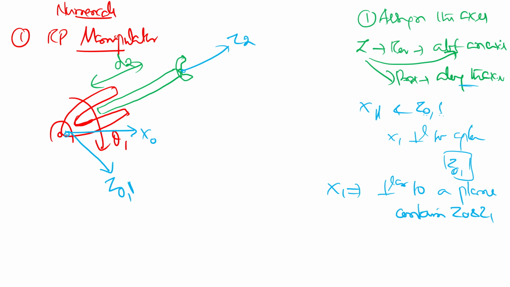So let's draw x1. What is x1? It is perpendicular to the plane containing z0 and z1, if z0 and z1 are intersecting. So let's say z0 and z1 are intersecting. In this case, you have to draw an x1 axis that should be perpendicular. So I'm going to take this as my x1 axis. Here, this is my x1.